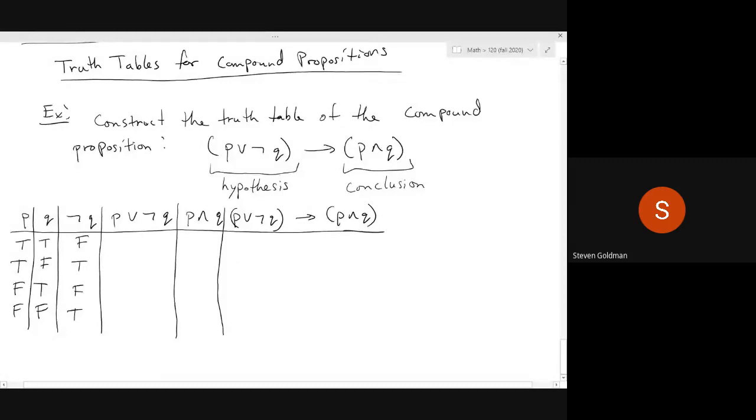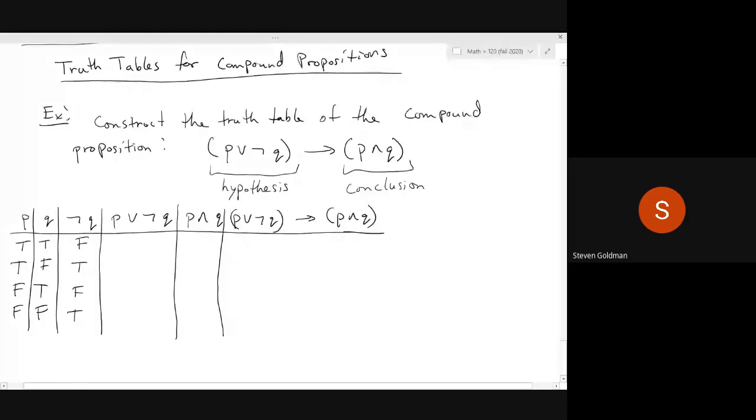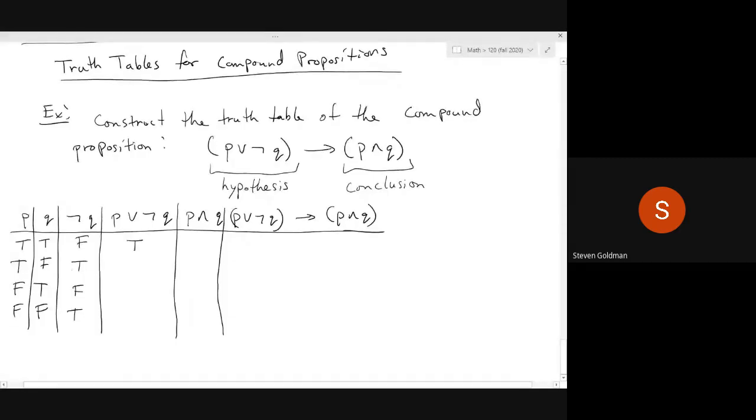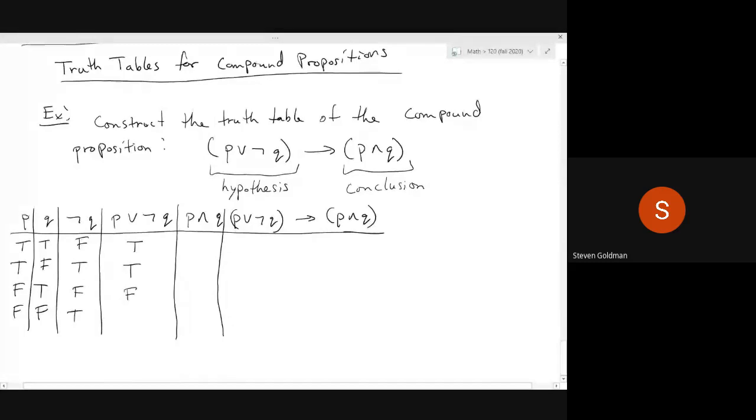Okay. P or not Q, so that's a disjunction. That's only false when both parts are false. Okay, so we look at P, we look at not Q. The first row, we've got true, false. One of them is true. It's true. Next row, both are true, true. Next row, both are false, false. Last row, one is true, true.